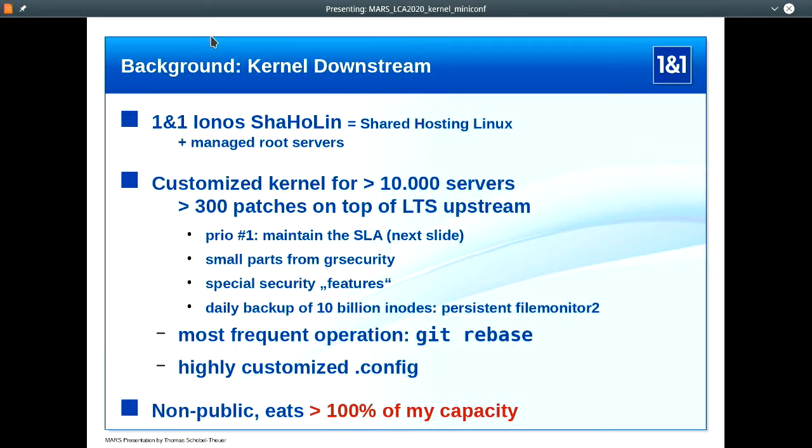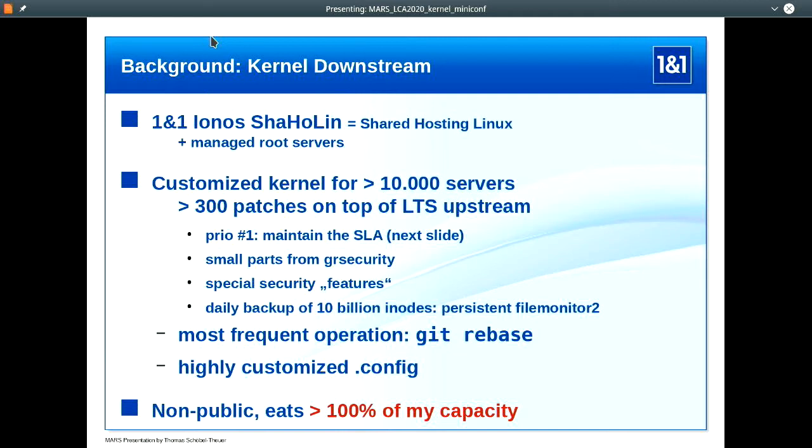First, I will explain for upstream hackers what downstream actually means. I am personally responsible for a downstream kernel which is deployed to more than 10,000, I think at the moment about 15,000 servers in total. We have shared hosting with 9 million customers, which I explain on the next slide, plus managed root servers, for a total of around this number of machines.